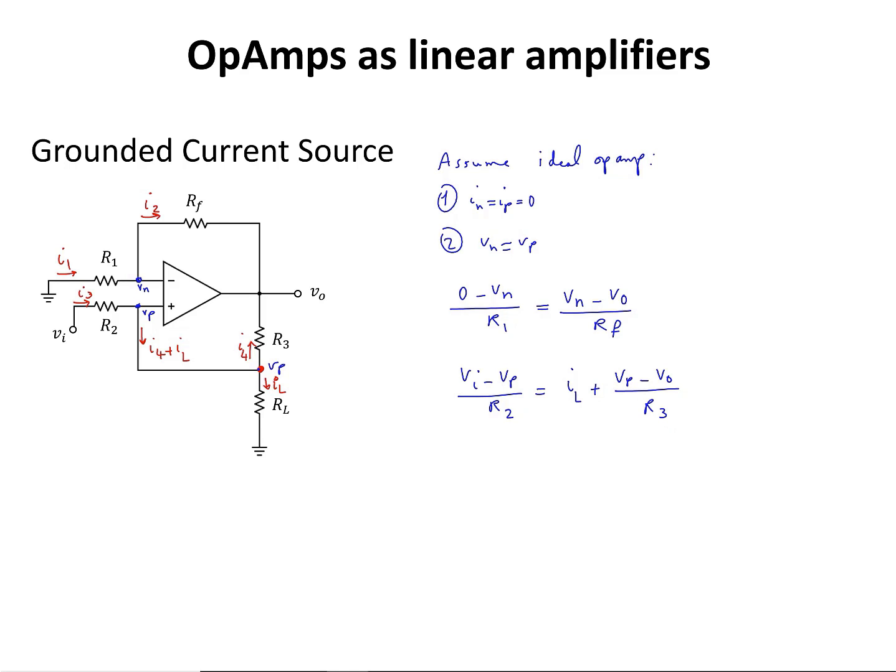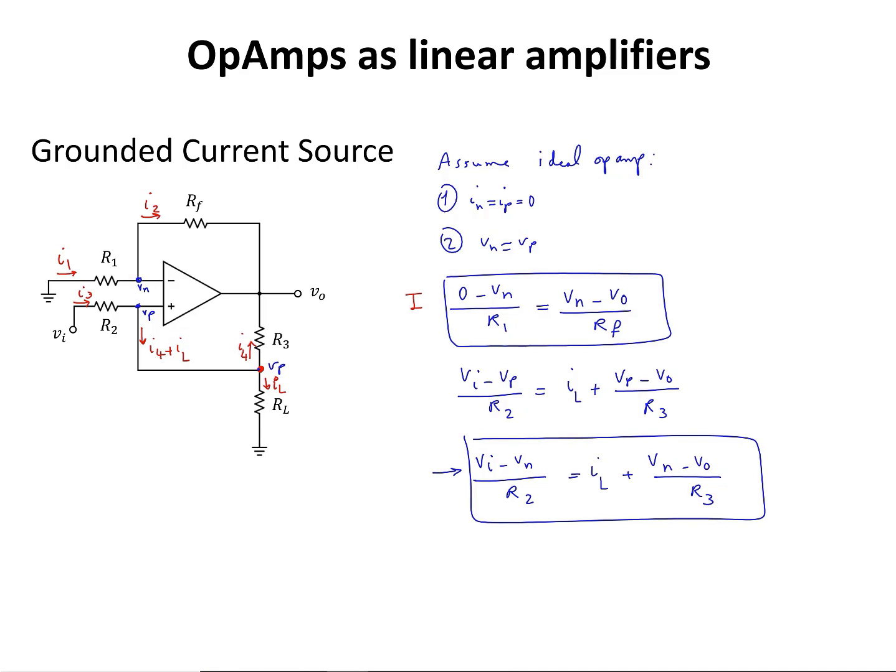Now I'm going to write this second equation by replacing Vp with Vn: Vi minus Vn divided by R2 is going to be equal to IL plus Vn minus Vout divided by R3. Okay, so this is our equation 1, and this is equation 2. Now I'm going to name this expression here as B, and this is the same expression, so I'm going to name it B again.